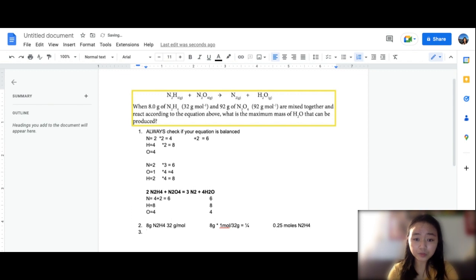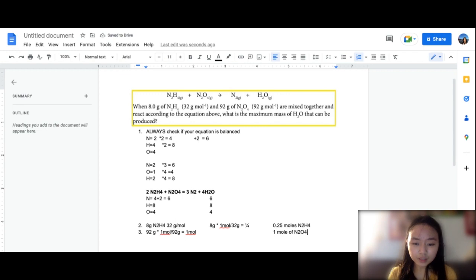Let's find the number of moles that we have of N2O4. Since stoichiometric coefficients are in moles, then we need to convert our units to moles. We have 92 grams, and we have the ratio 92 grams over 1 mole. So if we multiply that by 1 mole over 92 grams, you can see 92 grams over 92 grams cancels out to 1 mole. So that means we have 1 mole of N2O4.